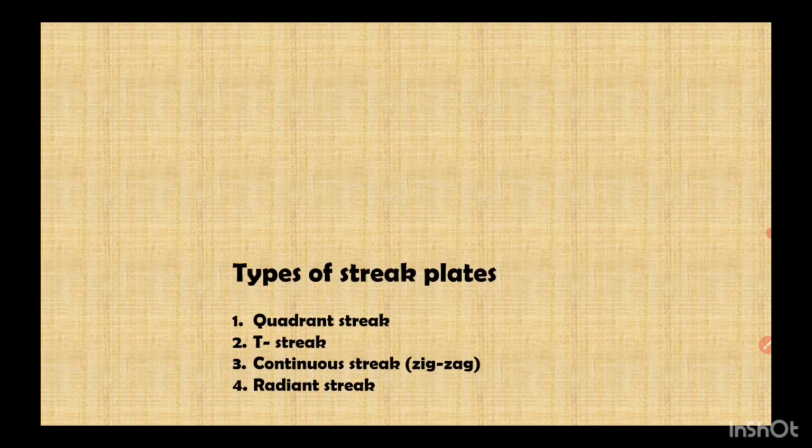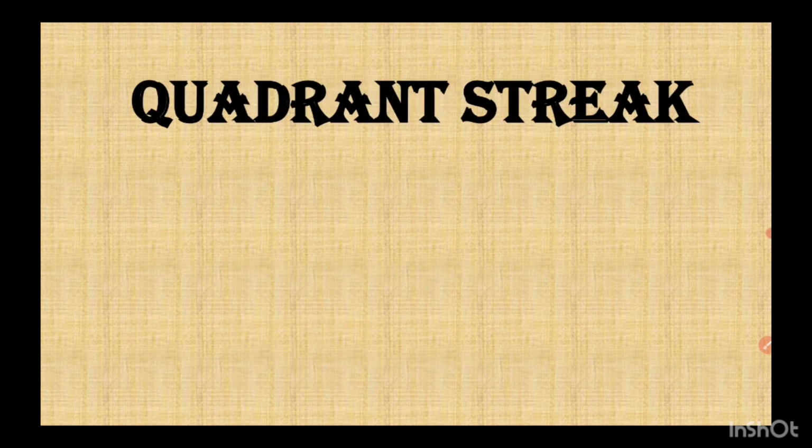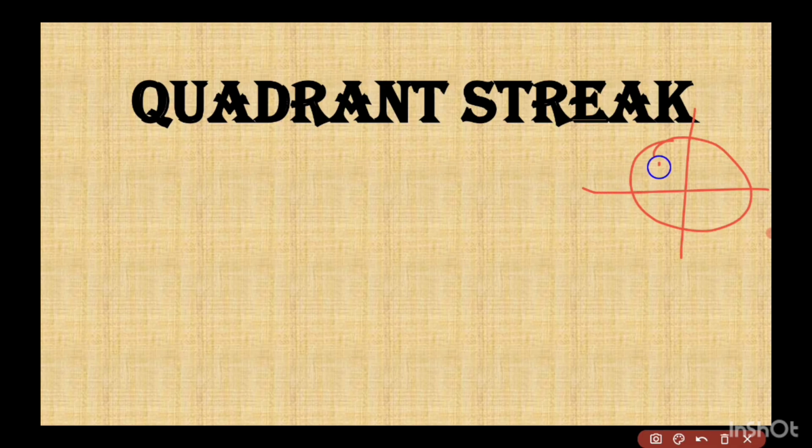Okay, so here are four types of streak plates. First is a quadrant streak, second T streak, third continuous streak, or also we call it a zigzag streak, fourth radiant streak. So quadrant streak is the one that is most commonly used. In the quadrant streaking we are going to divide the agar plate into four equal sectors, 1, 2, 3, 4. So each one is a different sector.